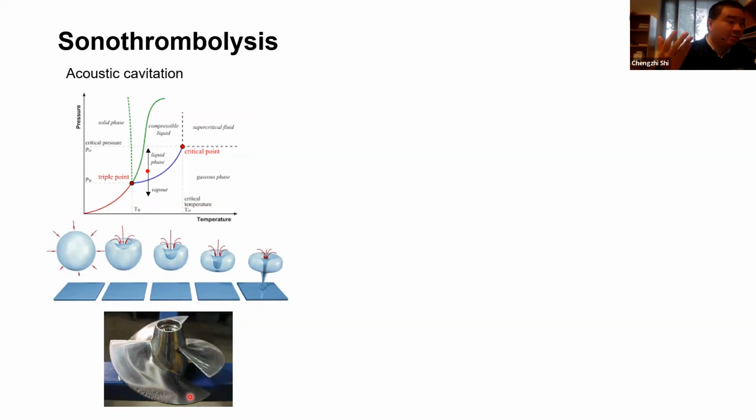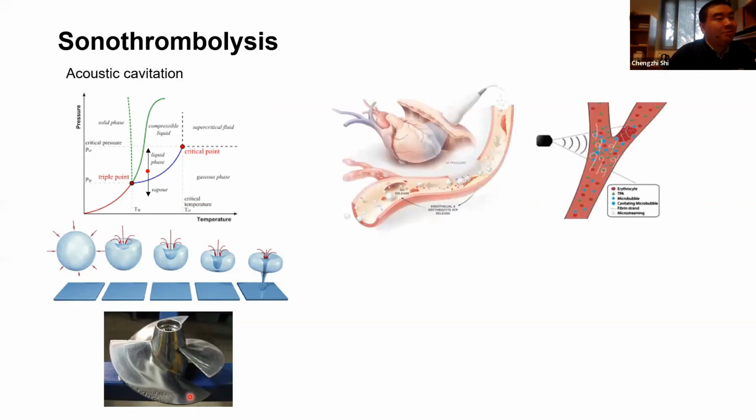And nowadays, there are some fancy designs, especially for the Virginia class submarine here in the US, that can avoid this cavitation. But as a biomedical engineer, instead of avoiding this, we are trying to use it. So what can we do? Let's see what happens when we shine an ultrasound onto this blood vessel.